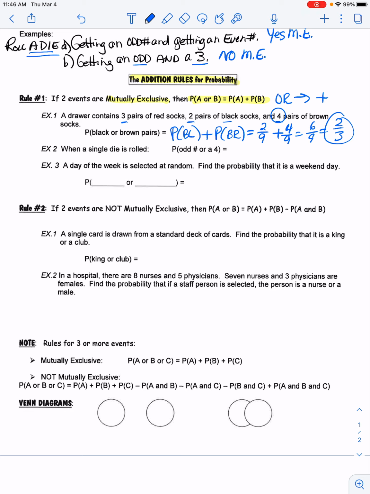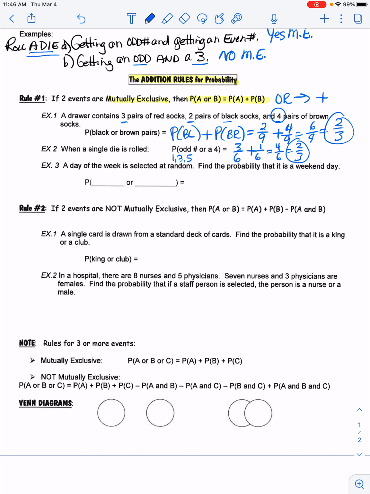Okay, let's go again. When a single die is rolled, find the probability of being an odd number or a 4. So odd like 1, 3, 5. So that makes 3 out of 6 ways to be odd. Or means add. Chance of a 4, 1 out of 6. So the probability is 4 out of 6, or 2/3.